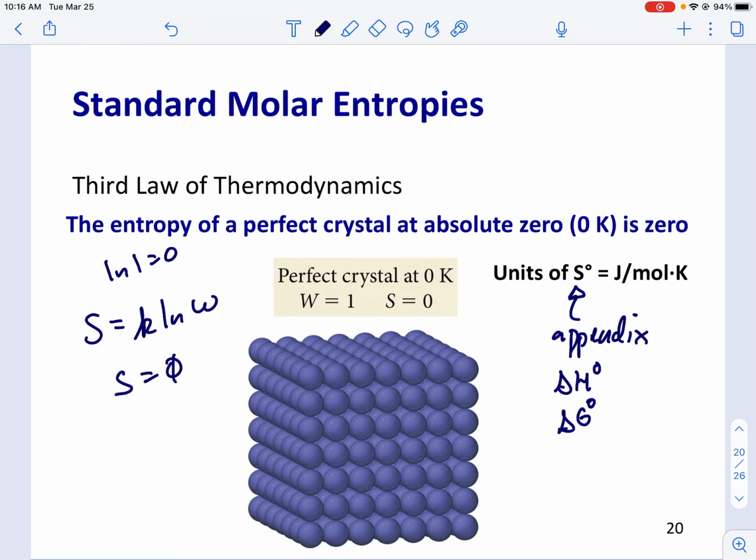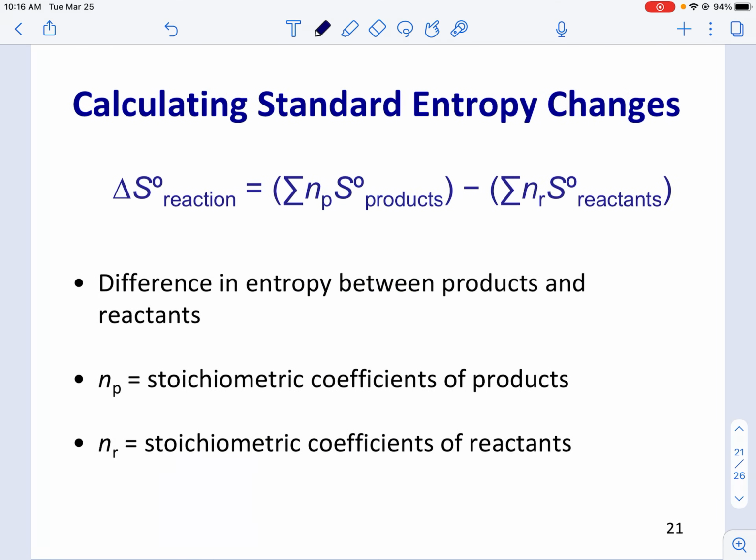How do we do calculations with this? We're getting kind of close to the end, but the way we do these calculations is like the thermochemistry chapter, that we can calculate the entropy change in a reaction. The entropy change in a reaction is equal to the sum of the entropies of the products minus the reactants. So it's just a difference in entropy between the products and reactants. You do have to take into account the stoichiometric coefficients. So if you have 2 waters, you need to multiply by 2 times the entropy that you get from the back of the book in the appendix.